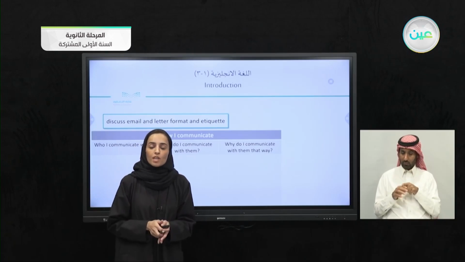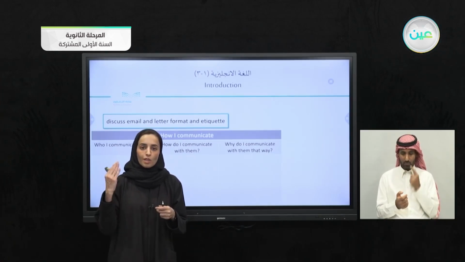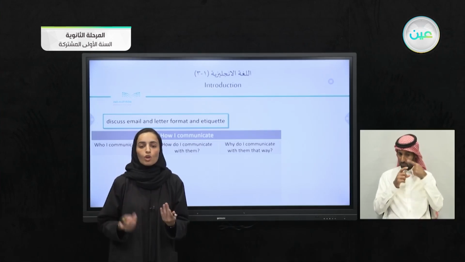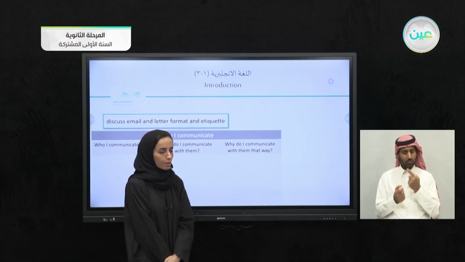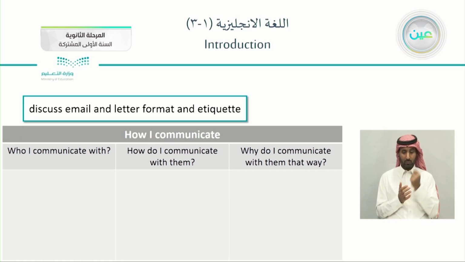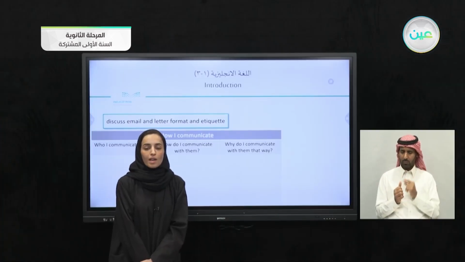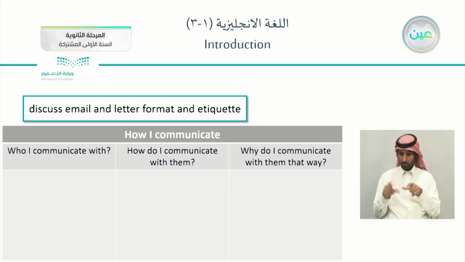So there are different ways of communicating, whether you text them, call them, or video call them, and what you would do with different kinds of people. Here, how do I communicate, who do you communicate with, how to communicate with them, and why would you choose this means of communication? Let's choose someone, and based on that we will answer the other questions.